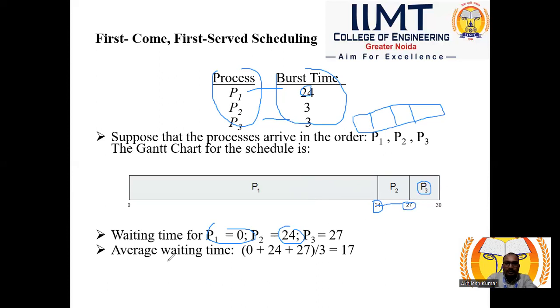So the average waiting time: we add the waiting time of each process, 0 plus 24 plus 27, and divide by the total number of processes available. So the average waiting time is 17. Now we go for the next scheduling algorithm.